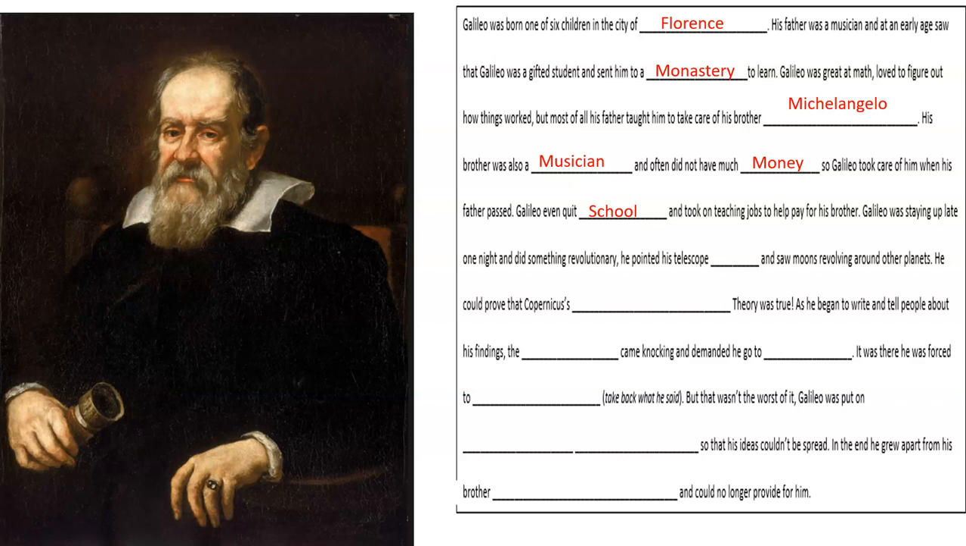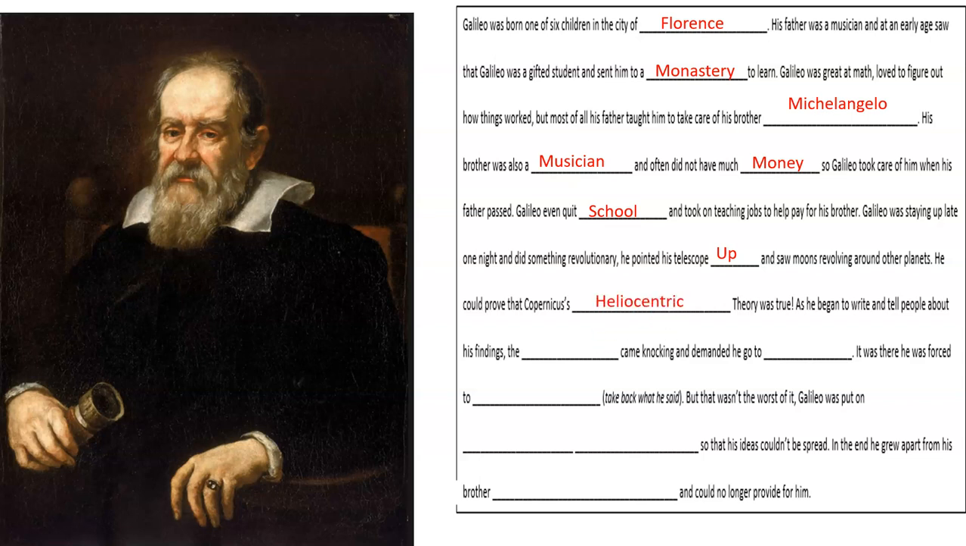Well, one night, he does something crazy. He was the type of guy that has a telescope and he's looking up at the sky. When he's looking at the stars and he's doing these mathematical calculations, he sees how the moon is revolving around other planets, and through mathematics and through observation he is able to prove that Nicholas Copernicus, way back in the day, had this idea called the heliocentric theory.